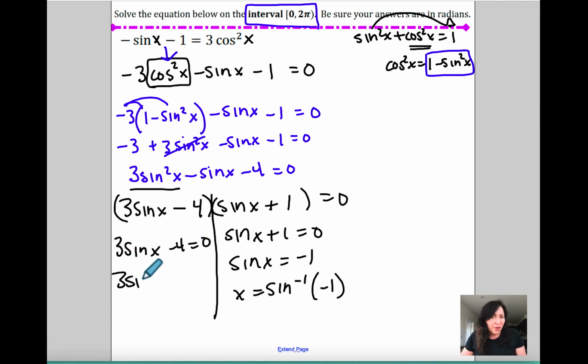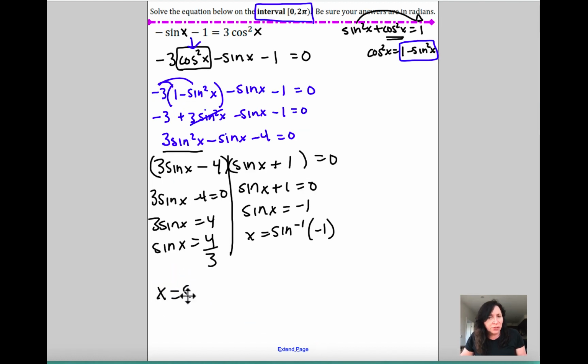I have 3 sine of x equals 4. Sine of x is equal to 4 over 3, and x is equal to arc sine of 4 over 3. So again, keep in mind what you're trying to find. This is asking me, where is sine 4 over 3?